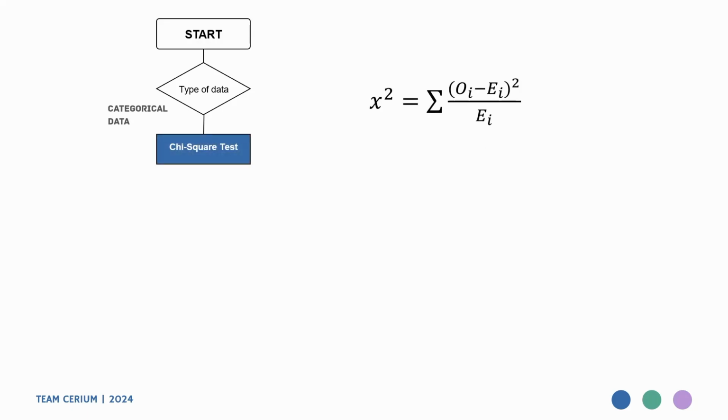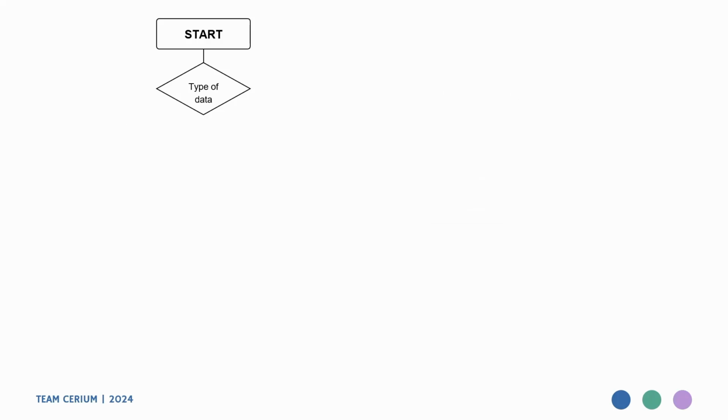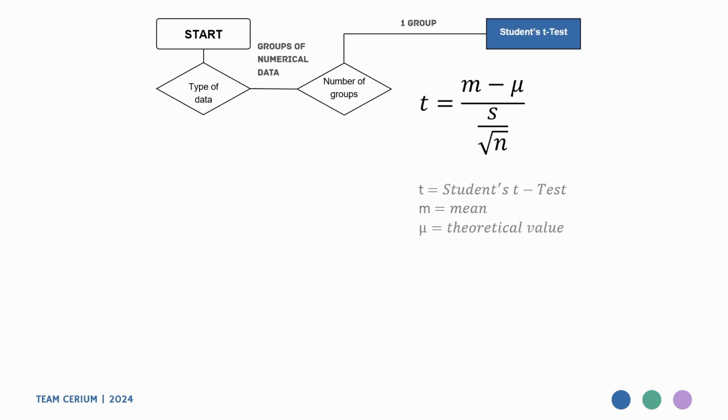So to begin, we have to analyze the type of our data. If we have categorical data, then we can use the chi-square test. In this test, we need a minimum of 2 categorical variables with 2 or more groups for each variable. Now, if we have numerical data, then we have to ask the number of groups that we're dealing with. For instance, if we only have one group, we can use the student's t-test to check if the mean value of the group is significantly different from our theoretical value.